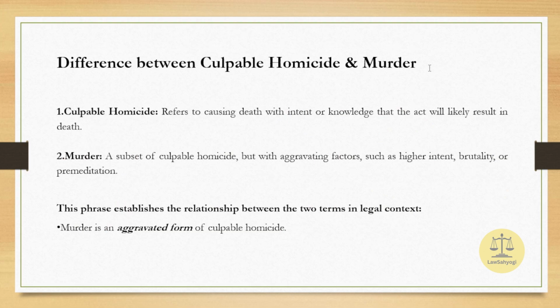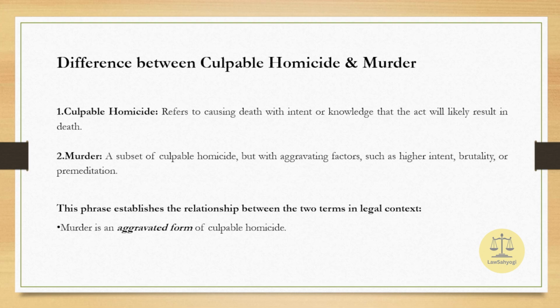Now, to understand the concept of murder, we first need to understand the difference between culpable homicide and murder. Though the difference is subtle, it is very important. Culpable homicide also refers to killing of an individual or human being, but the difference lies in the aggravating factors. Here, we can term culpable homicide as the umbrella and murder comes under that umbrella.